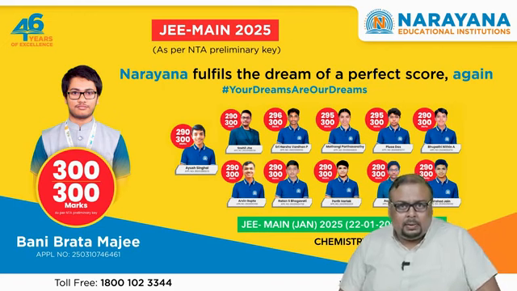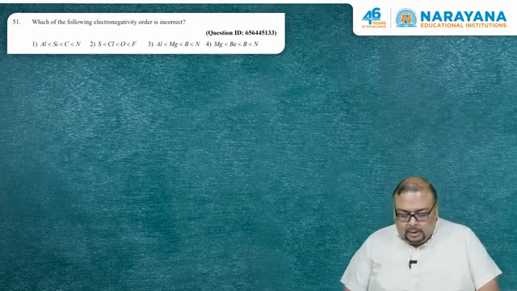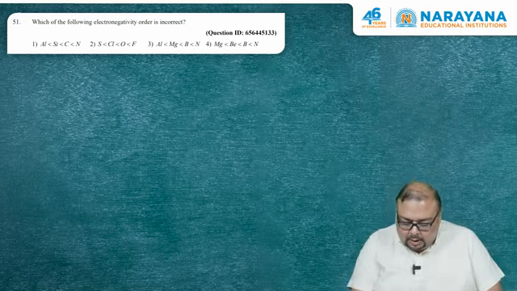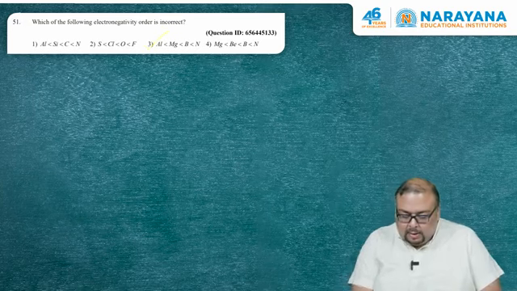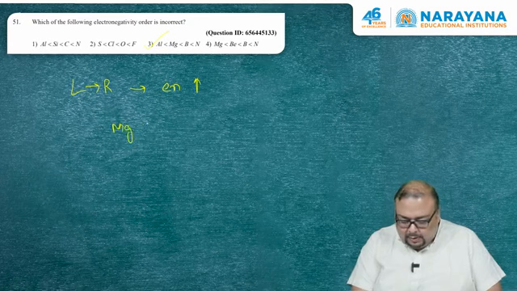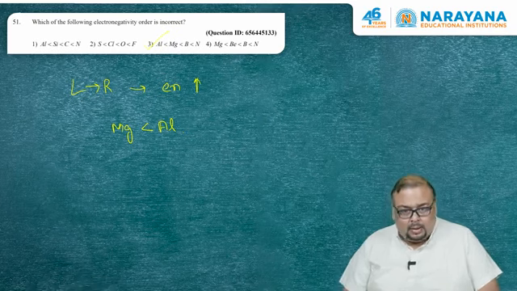Let us start with the paper discussion and move to the first question, which is question number 51. The question is which of the following electronegativity orders is incorrect? The answer will be option 3 because from left to right the electronegativity order increases. So, magnesium should have lesser electronegativity than aluminum, which makes option 3 incorrect. The rest of the trends are correct.